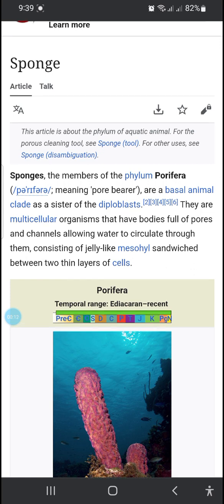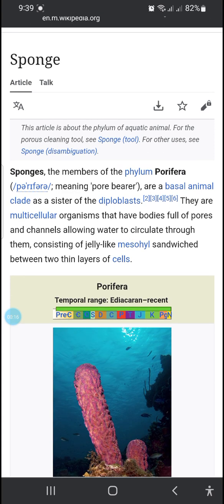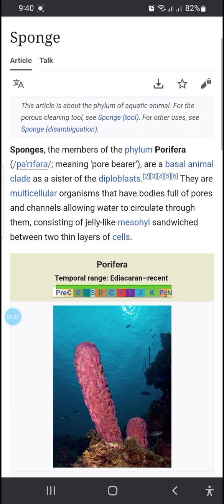So let's start our topic, sponges. Sponges, the members of phylum Porifera, are a basal animal clade as a sister of diploblasts. They are multicellular organisms that have bodies full of pores and channels, allowing water to circulate through them, consisting of jelly-like mesohyl sandwiched between two thin layers of cells.